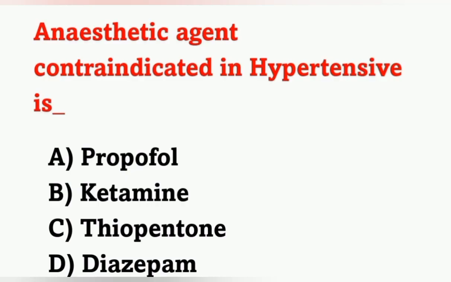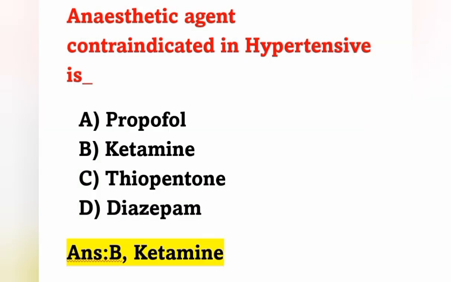And the next question, anesthetic agent contraindicated in hypertensive is? Options, option A, propofol, option B, ketamine, option C, thiopentone, option D, diazepam. Which anesthetic agent is contraindicated in hypertensive patient? Correct answer is option B, ketamine. Move on to the next question.